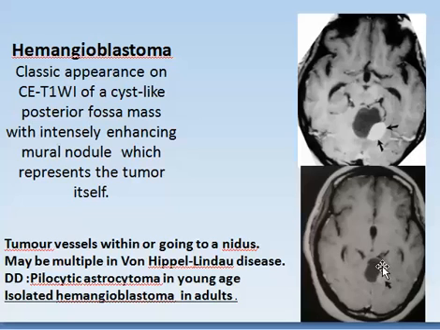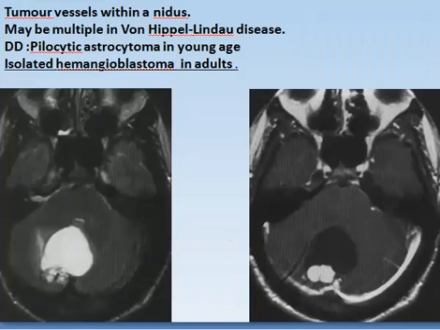A cyst-like posterior fossa mass with intensely enhancing mural nodule representing the tumor. And here we can see these flow-void linear shadows, tumor vessels within or going to the nidus, and it may be multiple in von Hippel-Lindau disease. The differential diagnosis is pilocytic astrocytoma in the young age and isolated hemangioblastoma in adults. Tumor vessels within a nidus. This is the nidus with tumor vessels inside, and this is the enhancing nidus.